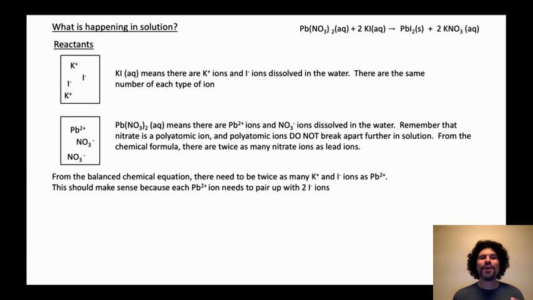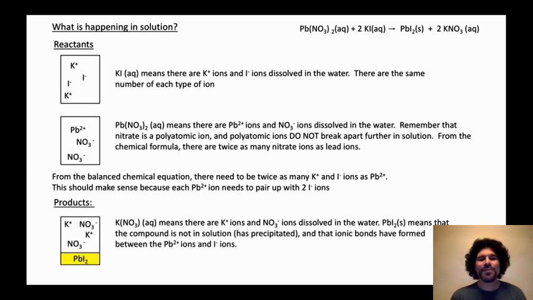Okay, and then finally, from the balanced chemical equation, which is up at the top of the screen, lead nitrate plus 2 KI, that tells you there needs to be twice as many potassium ions and twice as many iodide ions as there are lead 2+ ions. And this should also make sense. That's why I included 2 potassiums and 2 iodides in that beaker. And this should also make sense that there should be a 2 there, because we have to have 2 iodides in order to be able to form PbI2 as the product.